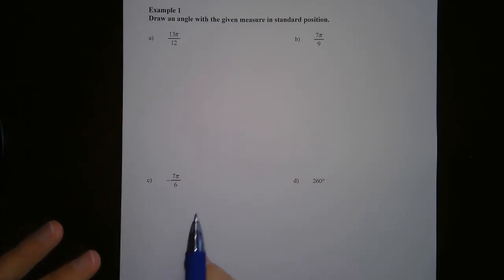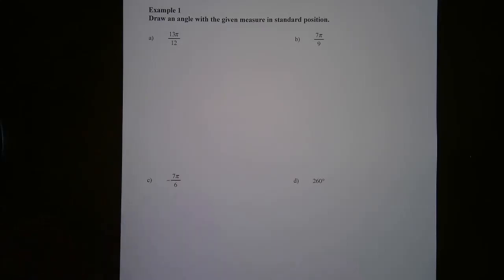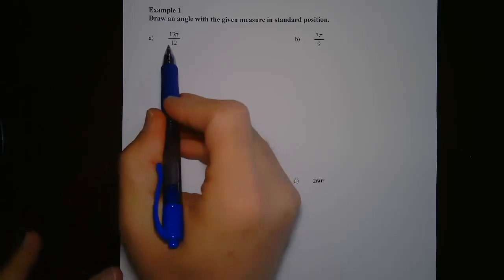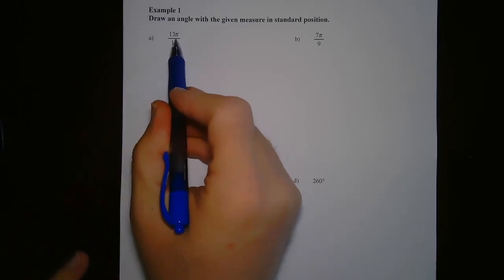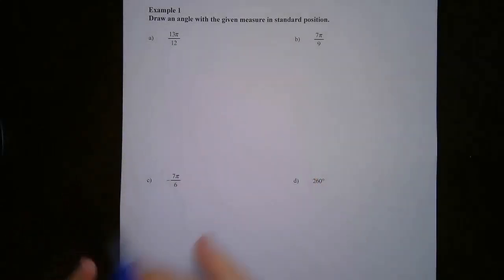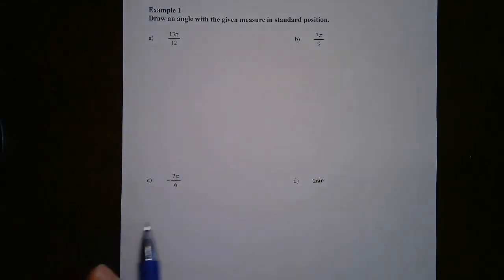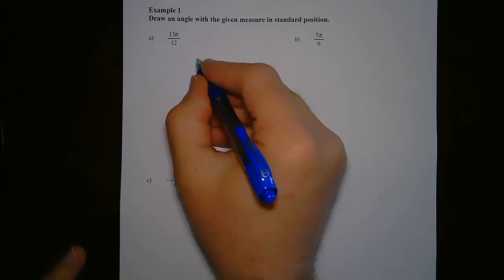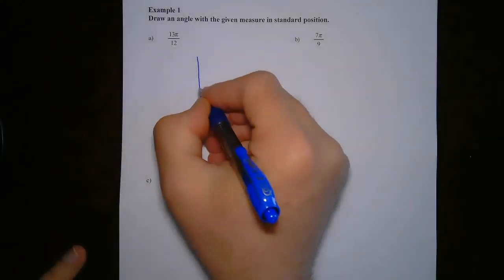I want to locate and draw this angle in standard position. Now remember, standard position is we start on the positive x-axis and the vertex of the angle is at the origin, right? And so I want to draw this angle, 13 pi over 12, okay? And what we just did is going to help us determine where this is going to land. It's really important that you understand which quadrant it lands in, all right? So we're going to draw in our x and y axis.